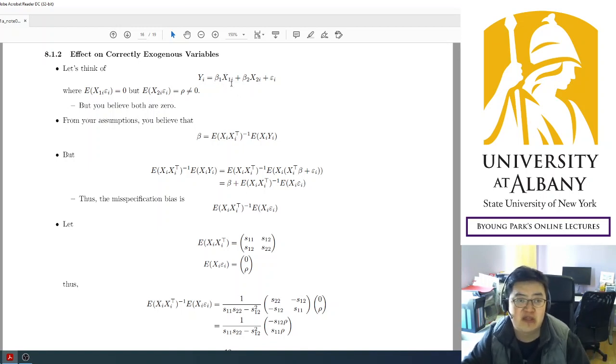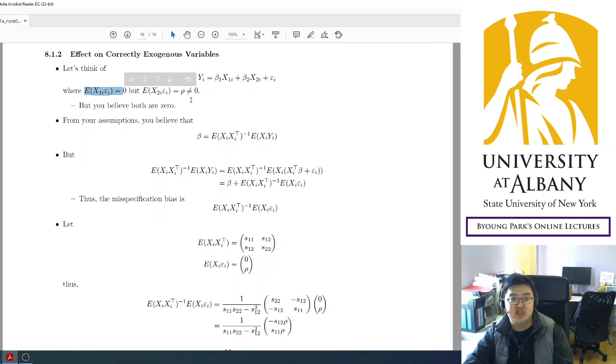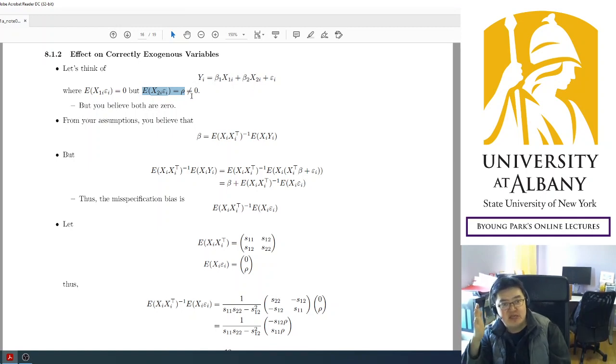Here, now the difference is that we have two regressors, but we assume that only one causes the problem. So x1 has no problem. x1 is truly exogenous, but x2 is not. x2 is endogenous. Still, the problem is that you believe both are exogenous. So you could not detect the endogeneity of x2.